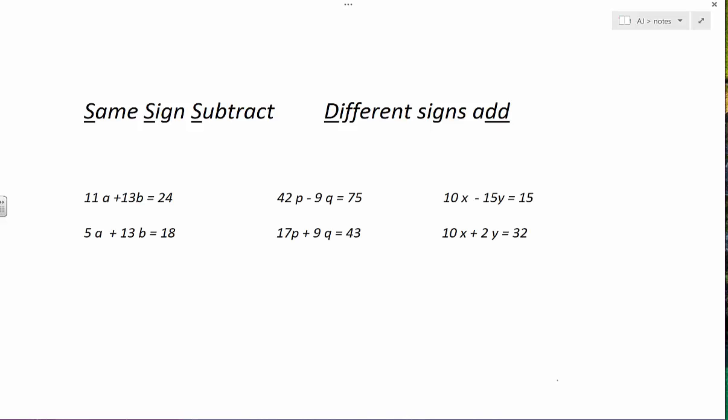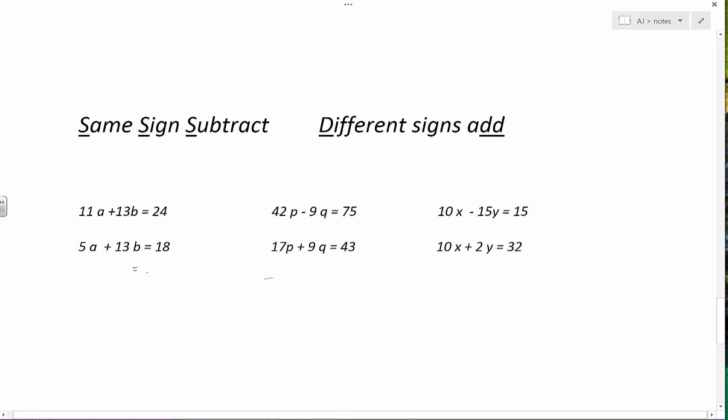Here we have three examples of systems of equations where one of the variables is already being made to be the same. The thing we have to do is figure out whether we need to subtract or to add so that the variable that we've made to be the same disappears. We manage to eliminate one of them. So in this first example we have plus 13b and plus 13b. They have the same sign, so we need to subtract these two equations. 11a subtract 5a is 6a, 13b take away 13b disappears, and 24 minus 18 is 6, and we can go on from there. We've eliminated the b from the expression.